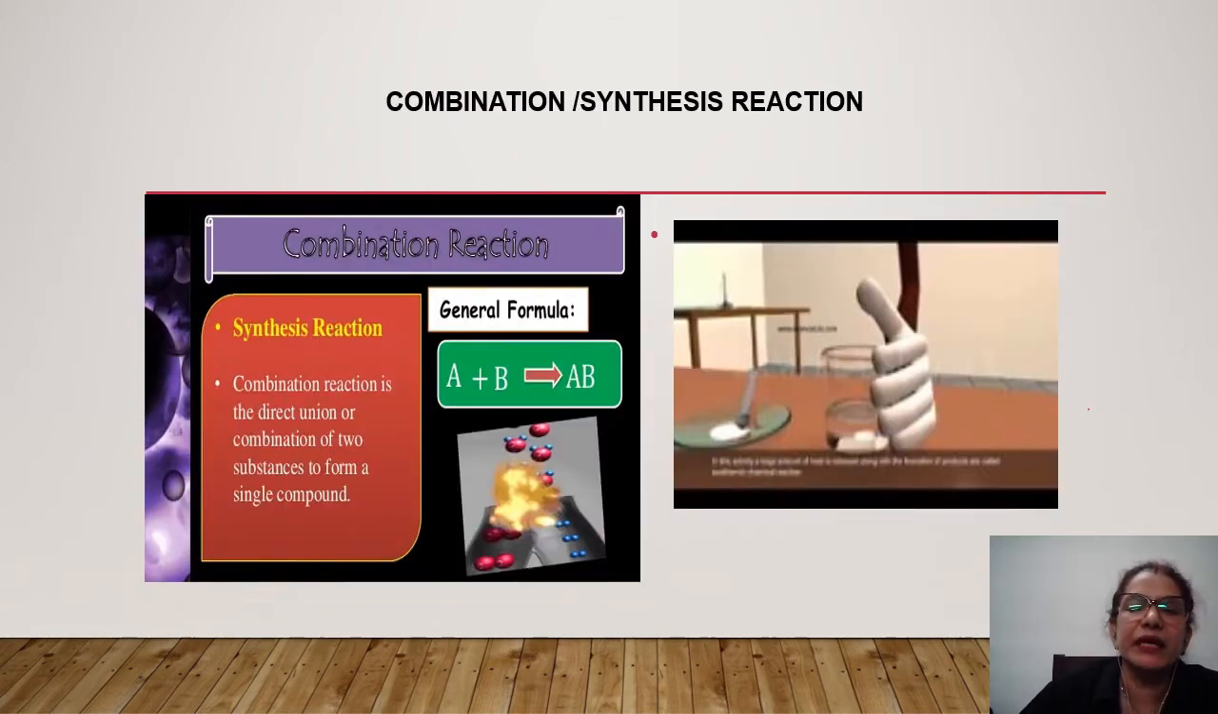So let's begin with the first chemical reaction, which is combination or synthesis. As the name indicates, combination, combining, and this is a synthesis reaction. So a combination reaction is the direct union, when two or more substances combine to form a new substance. It may be one substance, it may be two substances, there may be three substances. Don't worry about that. But the major thing you need to know is that in combination, there are two or more substances.